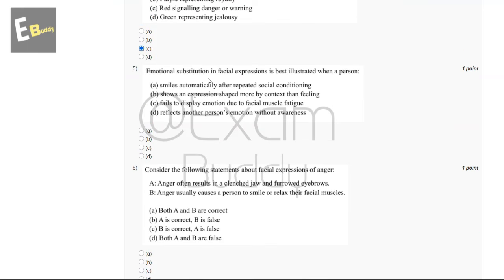Emotional substitution in facial expressions is best illustrated when a person. So these are the options, and the answer for our fifth question is B. Shows an expression shaped more by context than feeling. And now let's go to our question number 6.